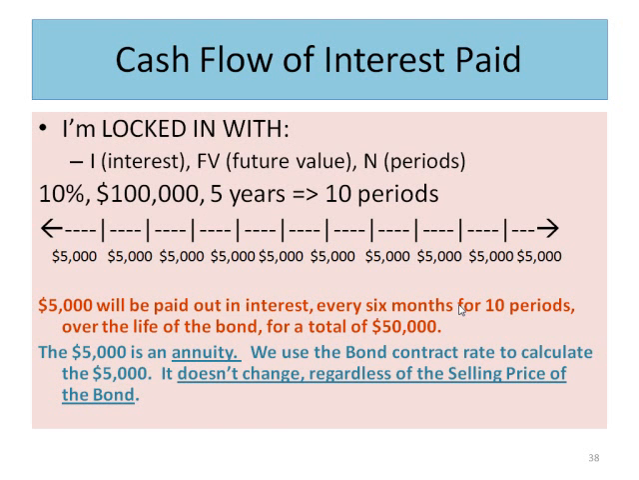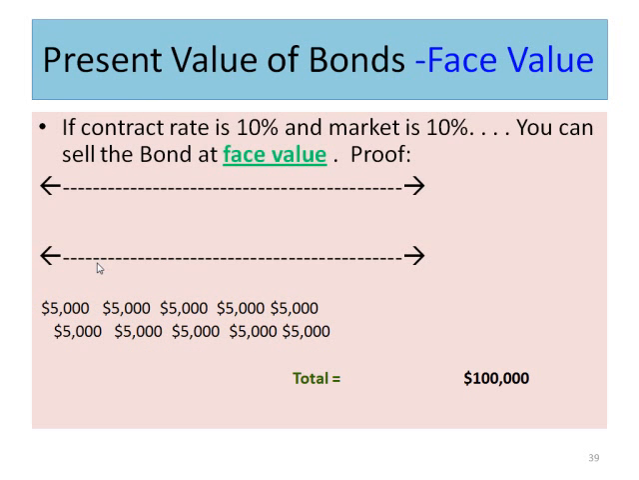Let's look at the second cash flow. This is the $5,000 every 6 months for 10 periods. The $5,000 is an annuity. The principal was a single amount, but this amount is an annuity. And again, it doesn't change. We are locked into this, and this $5,000 is calculated on face value, not on selling price. So we have 2 cash flows here.